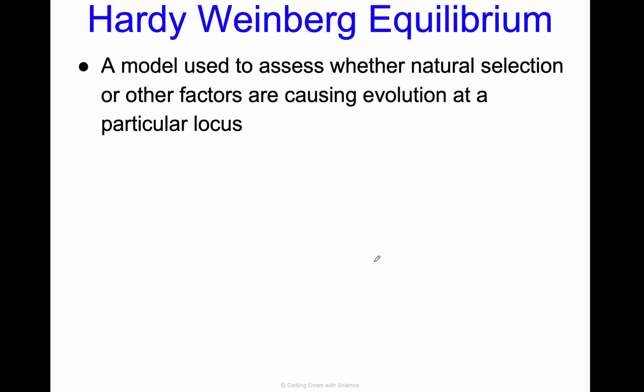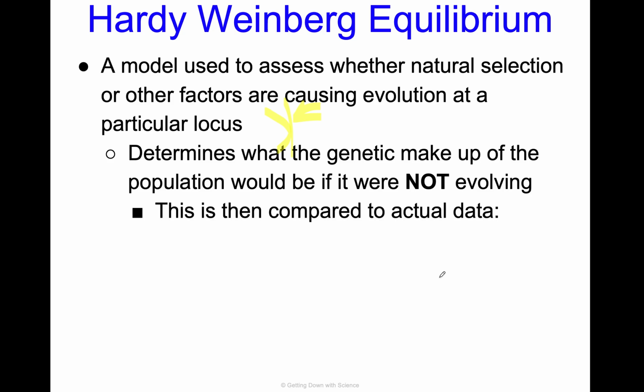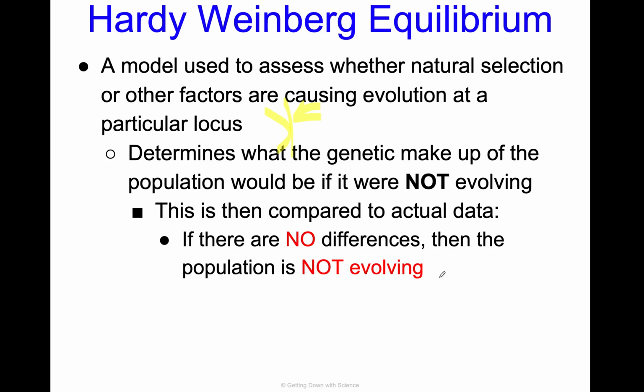All right, let's get into some math. Hardy-Weinberg equilibrium. Again, I promise you this is going to be a question on the AP Bio exam. It's a model used to assess whether natural selection or other factors are causing evolution at a particular locus, the locus of a gene. It determines what the genetic makeup of the population would be if it were not evolving, and then this is compared to actual data. If there are no differences, then the population is not evolving.